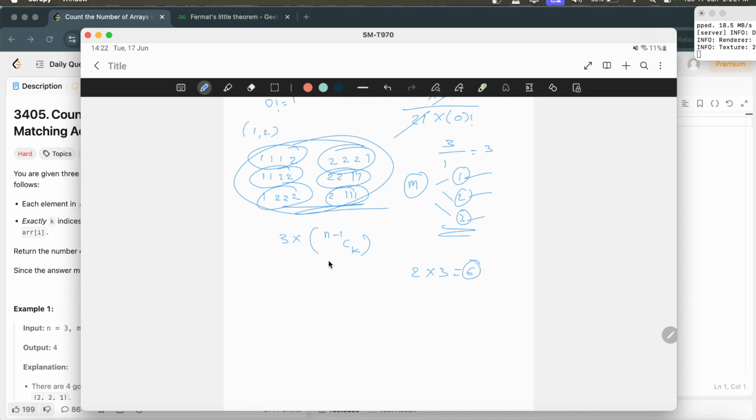So in total it is m into n minus 1 c k. Those are the possibilities that we can get. So the formula that we can generate is m into n minus 1 c k. This is the formula that we can generate so far.